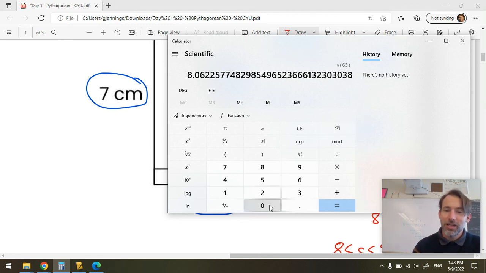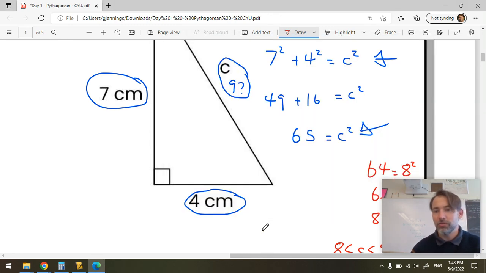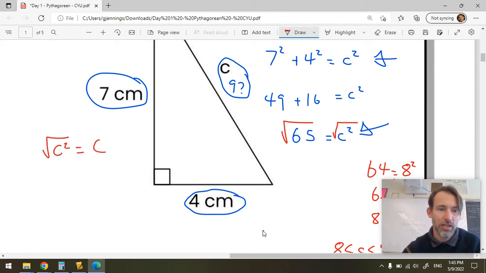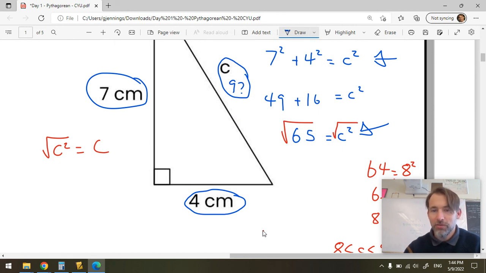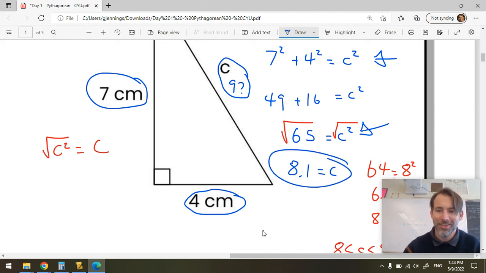So the key here is, when you're confronted with an equation like this, the way you unravel it is you take the square root of both sides. This is because the square root of c squared is c. Taking the square root is the inverse operation of squaring something. So that's how you can undo that. But we do it to both sides of the equation to make sure that it's true. So the square root of 65 is an exact answer, but we know that that's about 8.1 is equal to c. Close to 9, but not exactly.